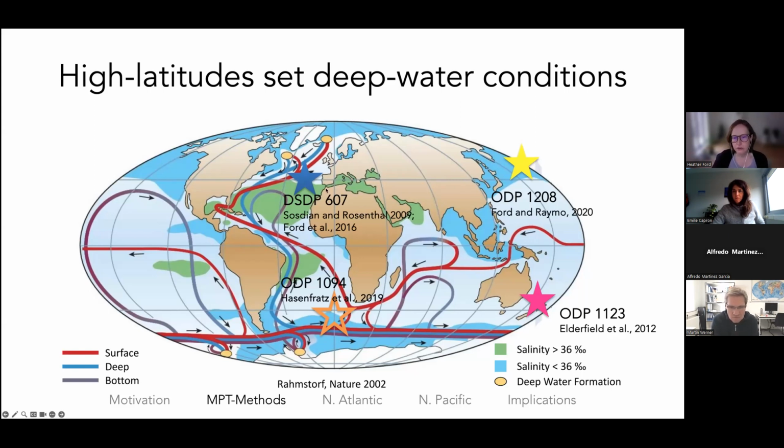But all of these different records are basically recording high latitude conditions, right? Because this is where these deep waters form. So they're recording marginal characteristics in terms of the interaction of sea ice and how deep water forms. So it's calculating the delta H2O of seawater in these regions and also the temperature of these regions when these deep waters form.